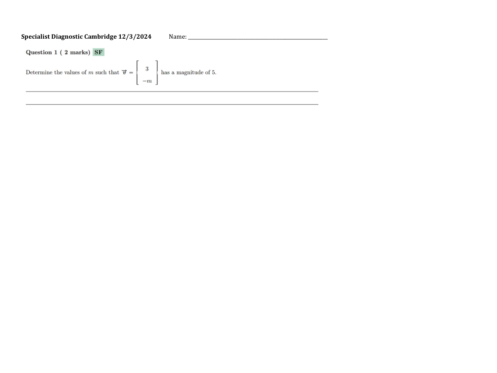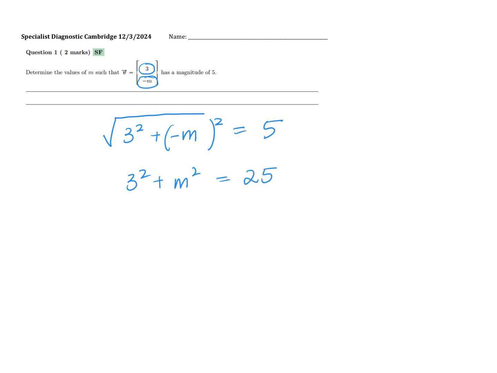Well, remember that the magnitude of a vector is the square root of the i value squared plus the j value squared. So that's going to be 5. Square both sides. 3 squared plus m squared equals 5 squared, which is 25. m squared is 25 minus 3 squared, which is 9, so it's 16. So m is equal to plus or minus 4. Okay, make sure you've got the plus or minus there. 2 marks for that one.